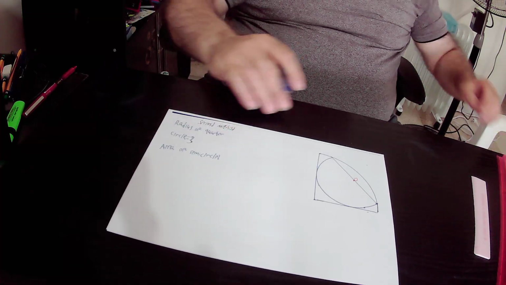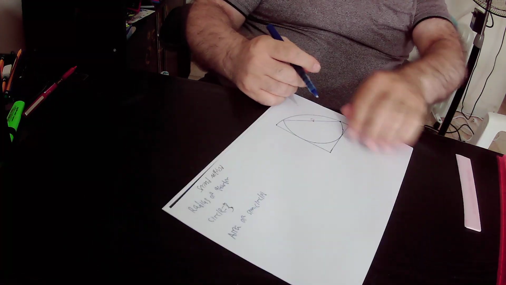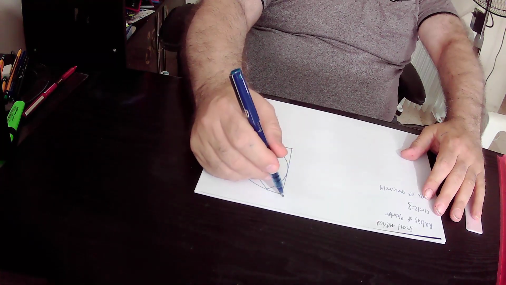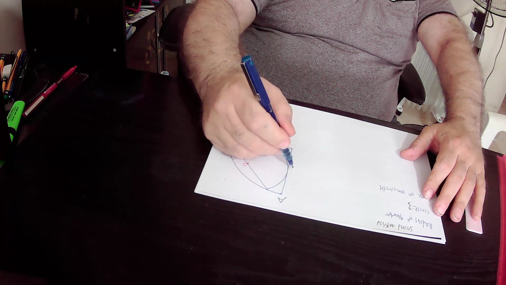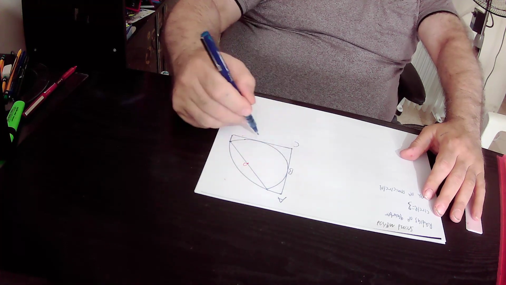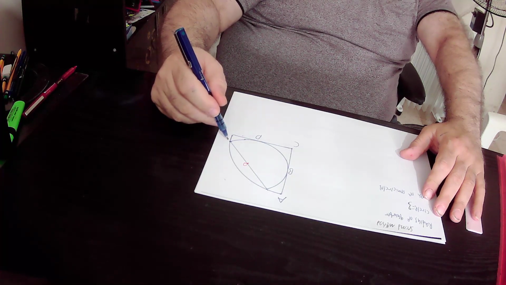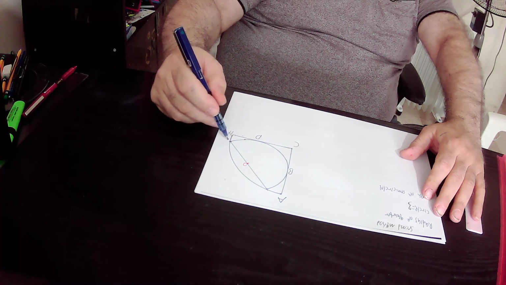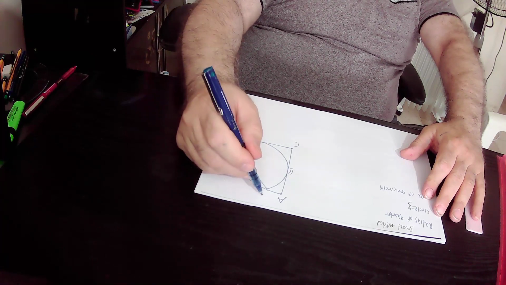Here, point O is the center of the semicircle. Here, we will define this point as point A, this point as point B. We will define this point as point C, this point as point D. We will define this point as point H. We will define this point as point F, and we will define this point as point G.